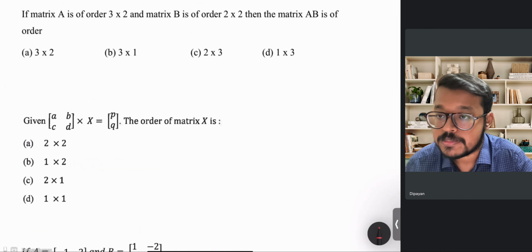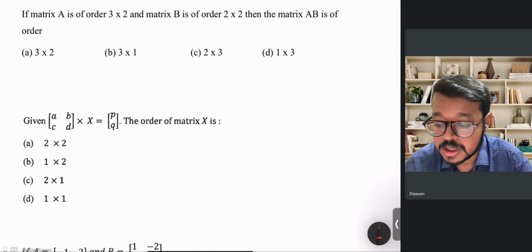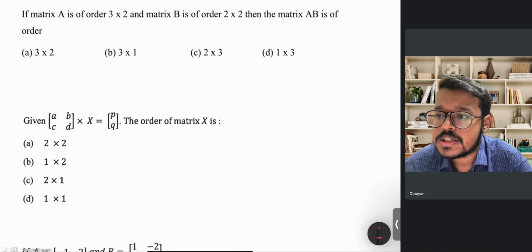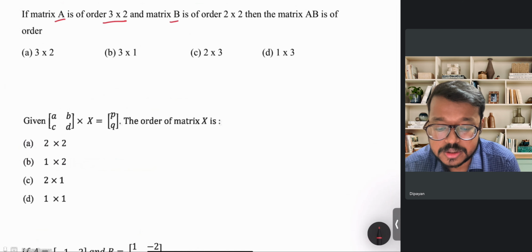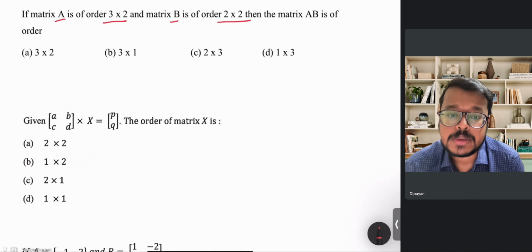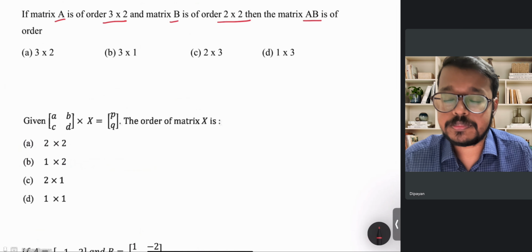Let's solve some more MCQs from matrices. These are questions from previous papers. First question is, if matrix A is of order 3 by 2 and matrix B is of order 2 by 2, then the matrix AB is of order which of the following?